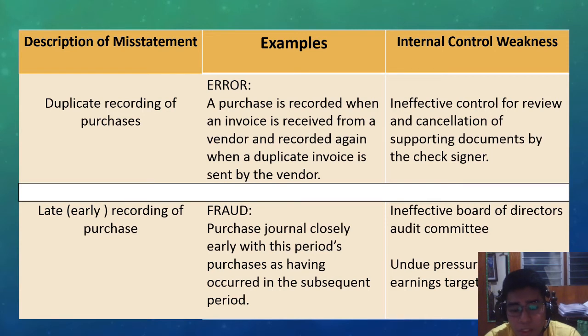Next is late or early recording of purchases. The fraud is that the purchase journal is closed early, with this period's purchases recorded as having occurred in a subsequent period. The internal control weakness here is an ineffective board of directors and audit committee. If you can still remember, the role of the board of directors and audit committee is to review and approve the external and internal audit function. As you can see also, there is undue pressure to meet earnings targets. Undue pressure is the attitude of management that pressures the employees, who then record, just like our example, subsequent period acquisitions as current year acquisitions only to meet the target, which is inappropriate and can cause misstatements in preparing our financial statements.